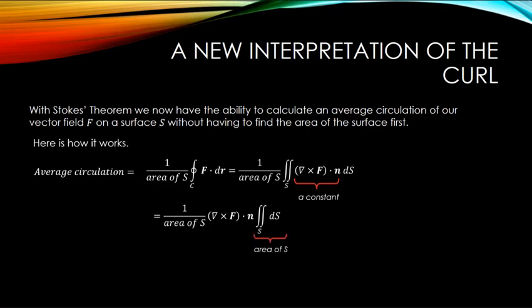But the double integral over S dS is just the area of my surface, so the area that I get from this double integral will cancel the 1 over the area that I put into my work to find the average circulation. And what that tells me is that just del cross F dotted with n will give me my average circulation. So I don't have to do an integral, I don't have to find a surface. I simply take del cross F, dot it with n, and it will give me my average circulation.